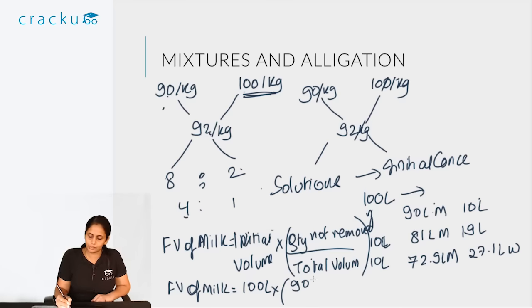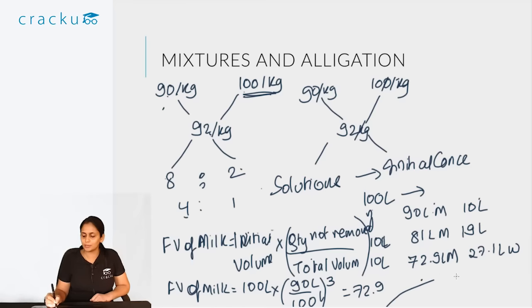So each time 90 liters was not removed out of 100 liters. And this step was done 3 times. So I get 0.9 raised to 3. So that is 0.729. 0.729 into 100, I get 72.9. So as you could see, I got the same answer as doing these steps each time.